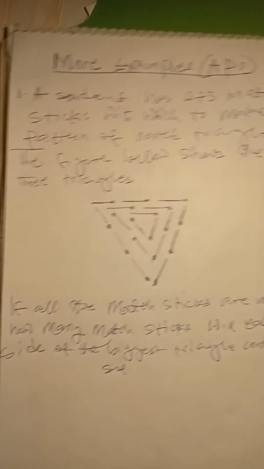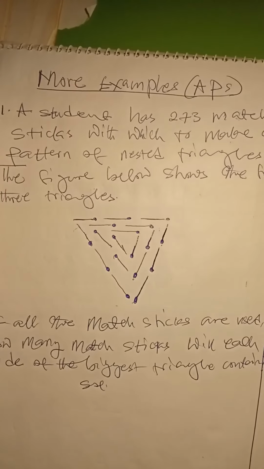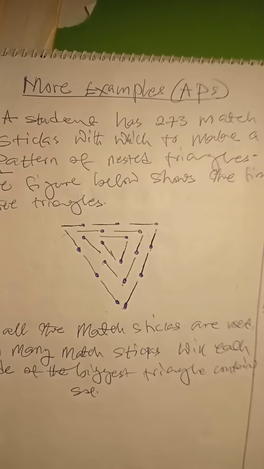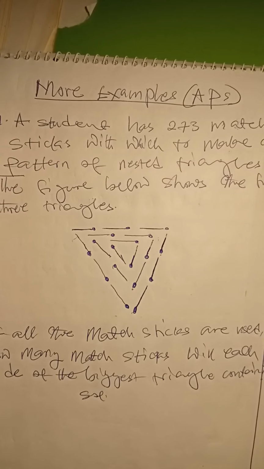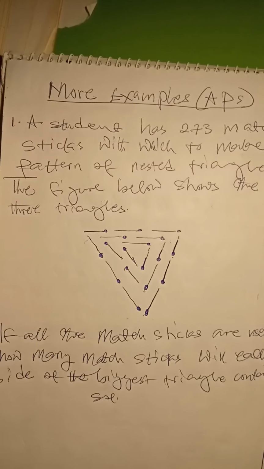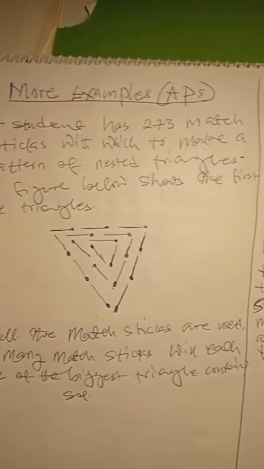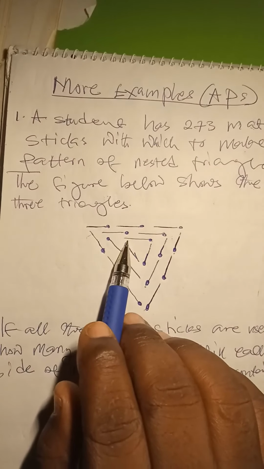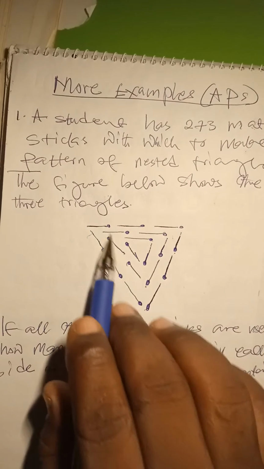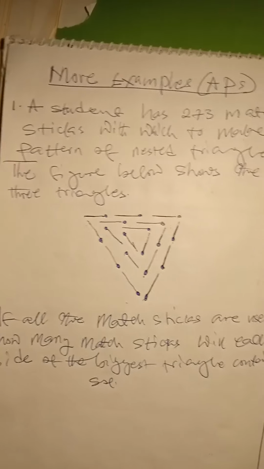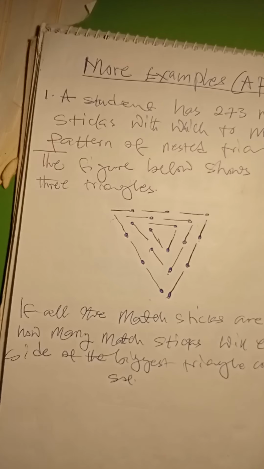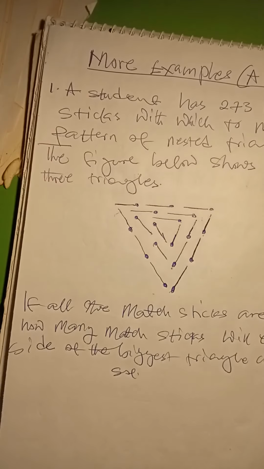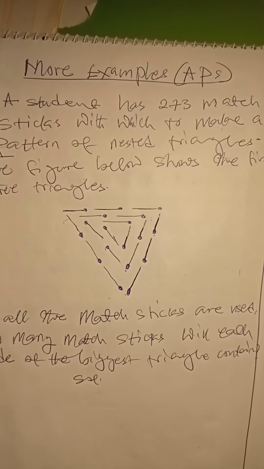In this video, this question: a student has 273 matchsticks with which to make a pattern of nested triangles. The figure below shows the first 3 triangles, the first one, the second one, and then the third one. If all the matchsticks are used, how many matchsticks will each side of the biggest triangle contain?